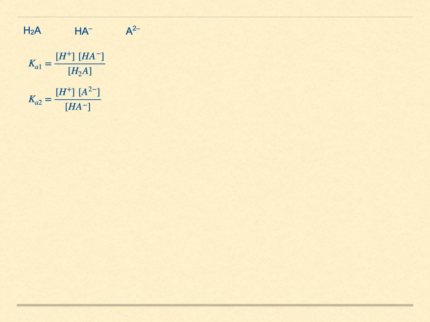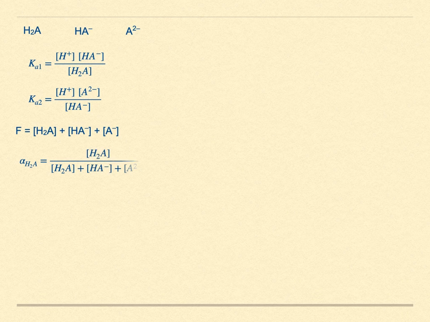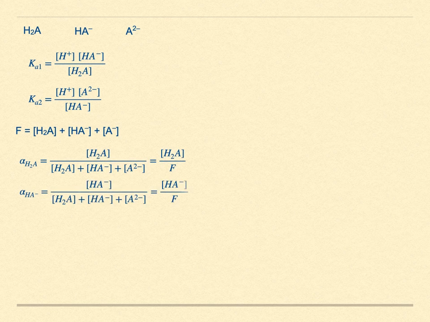There are three species. We label them H2A, HA-, and A2-. They can have different labeling, of course, if you've got an amine or something, but the pattern is the same. There are two acid dissociation equilibria with two pKa values. And there is a mass balance equation that equates the sum of the three species to the formal concentration F. As before, the fractional composition is the concentration of each species against this formal concentration.